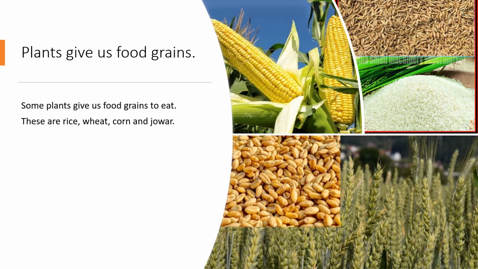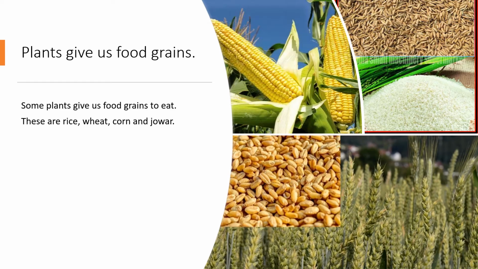We all eat rice, roti or chapati made of wheat, bhakri made of jawar and bajra. They give us energy. Remember, we learned it in the last chapter, energy giving food. Yes, we have learned it in SS, energy giving food. So, but where does all this come from? Rice, wheat, corn, bajra, jawar. These also come from plants.